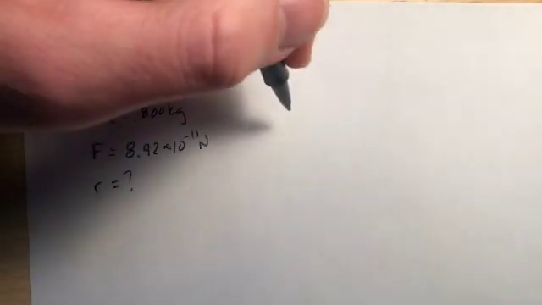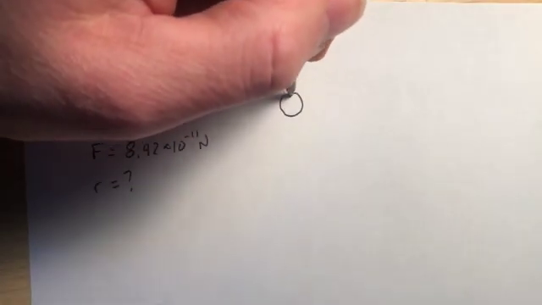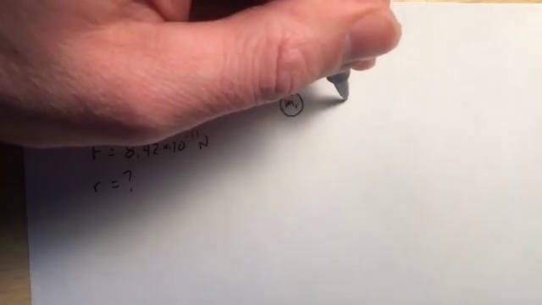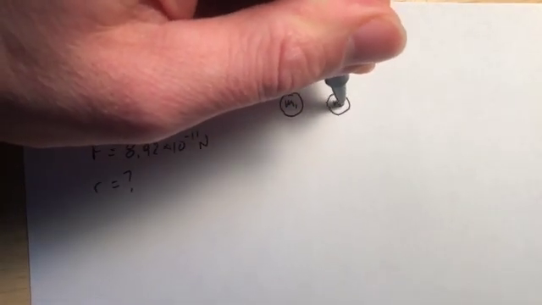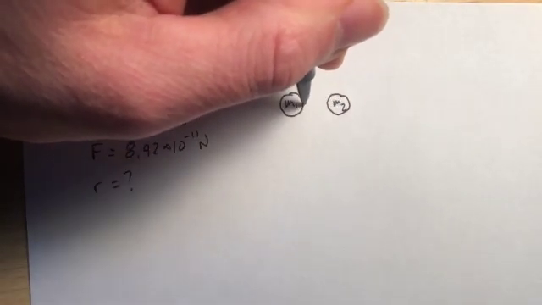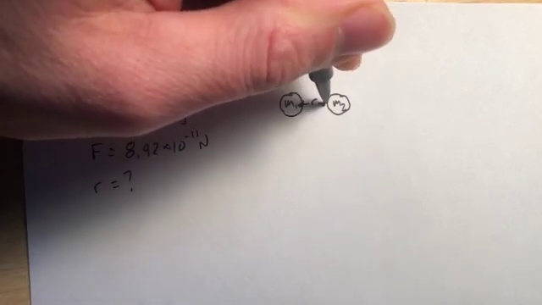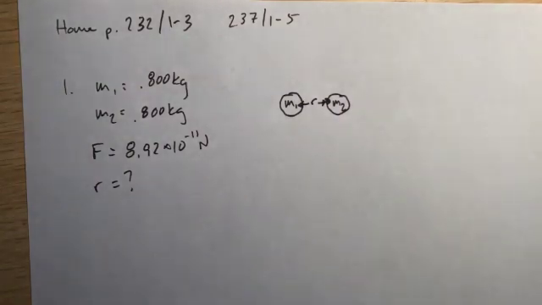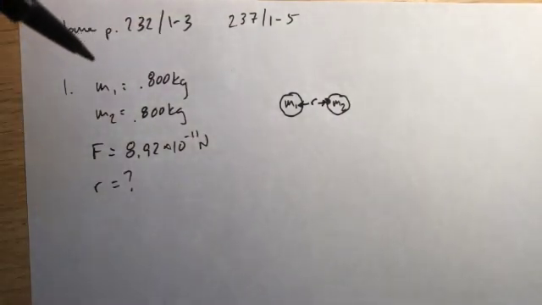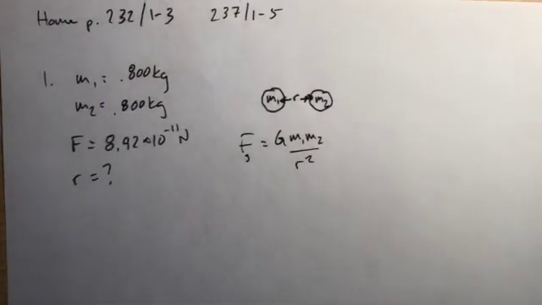Well, if I draw them here, here's M1, here's M2. The question is, what is R? How far are these two apart? And I should actually draw that to the center of each one, but I'm going to use Newton's universal law of gravitation. F sub g equals capital G M1 M2 over R squared. And I want to solve for R.